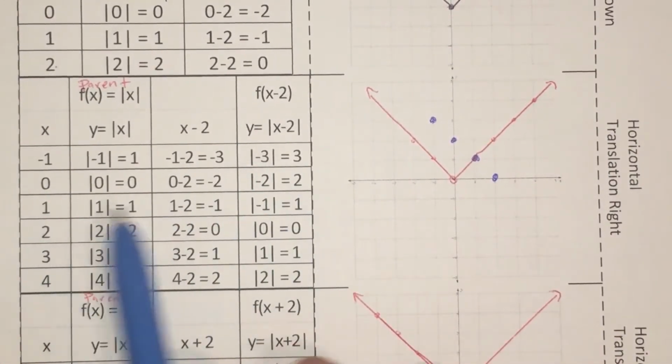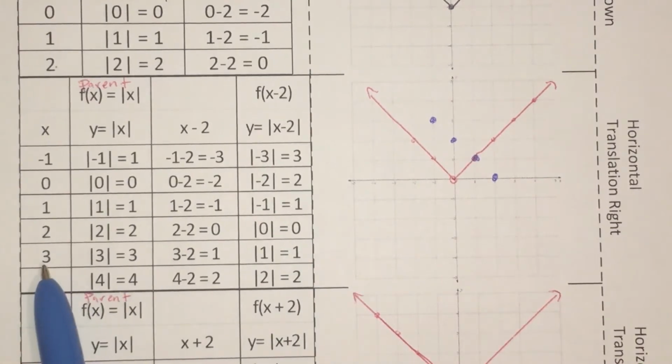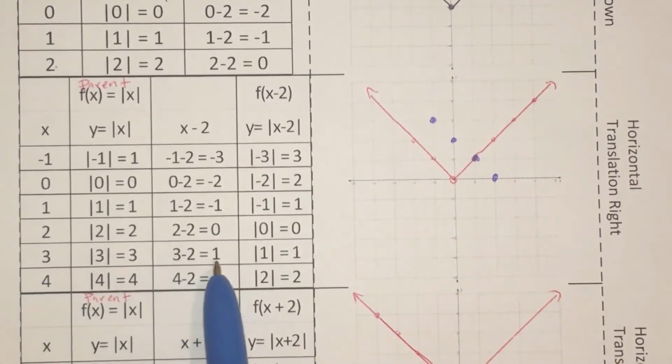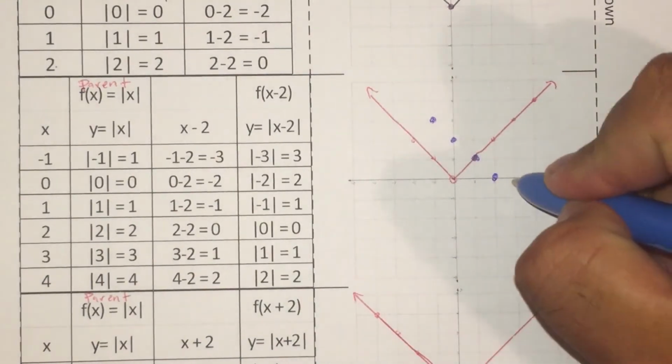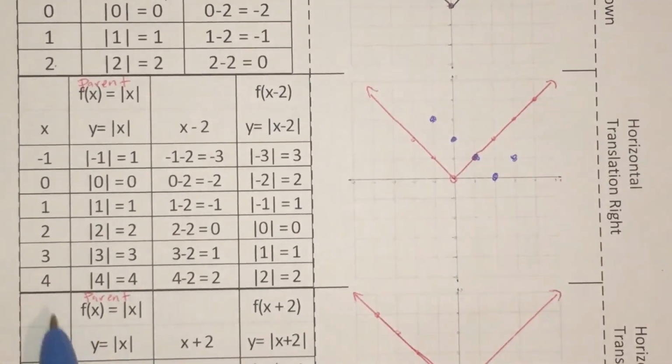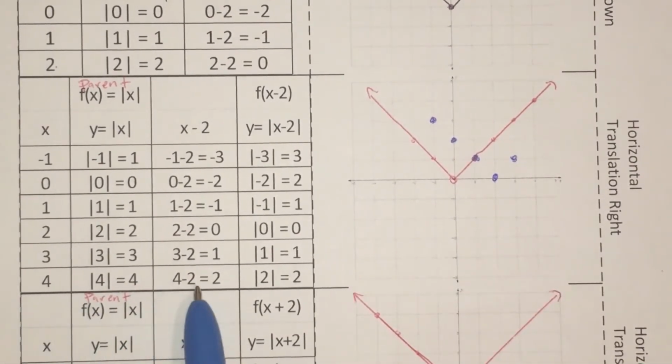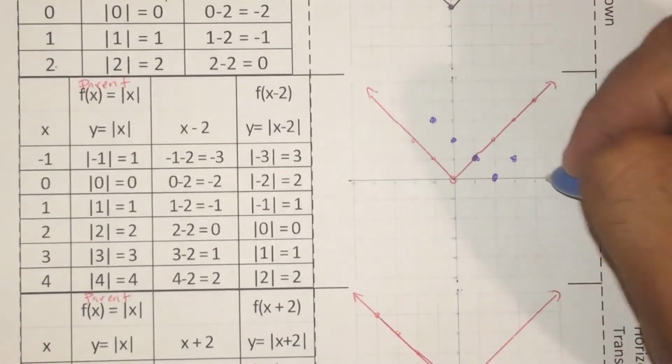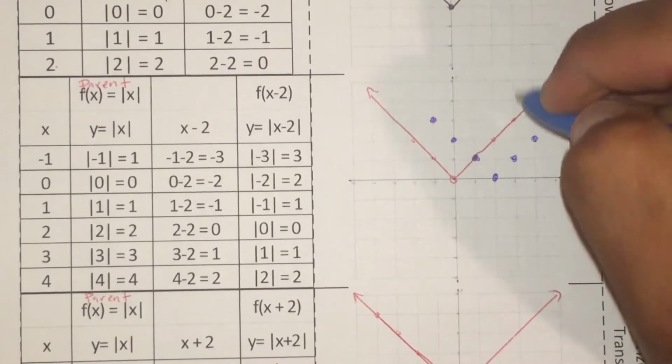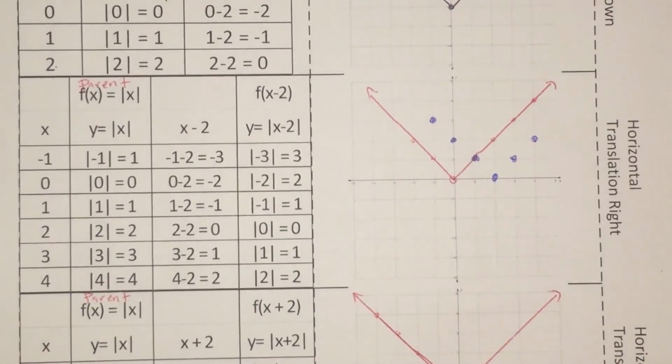So it's going to be the x value, y value. And 3. 3 minus 2 is 1. Absolute value of 1 is 1. So at 3, 1. And then 4. 4 minus 2 is 2. Absolute value of 2 is 2. So 4, 2. And we're going to go ahead and draw our graph again.